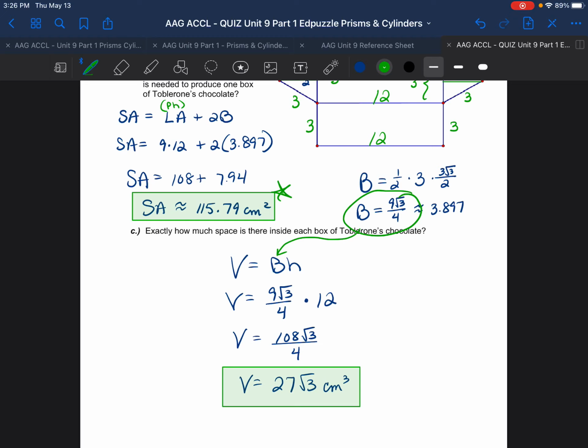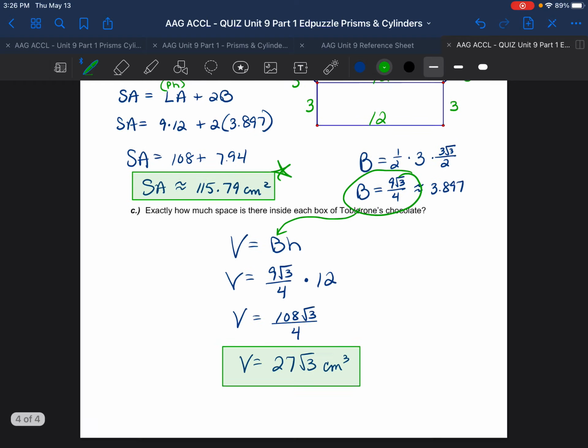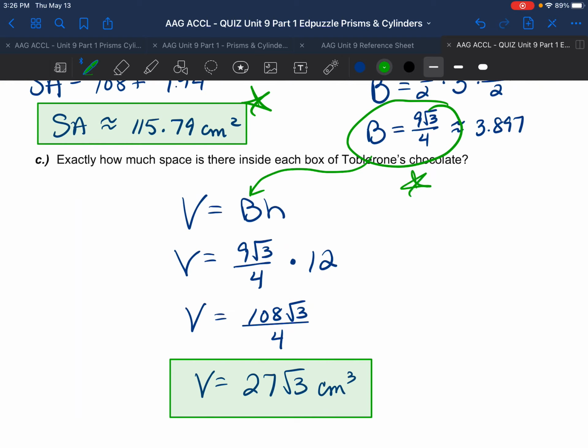The volume, or the exact space of the inside of the box, is going to be 27 radical 3 cubic centimeters. All right, so what we're going to do here is take that exact base area, capital B, times H, and multiply it by 12 centimeters tall. So if you put your 12 over 1 and multiply, we end up with 108 radical 3 over 4, or 27 radical 3 in simplest form.